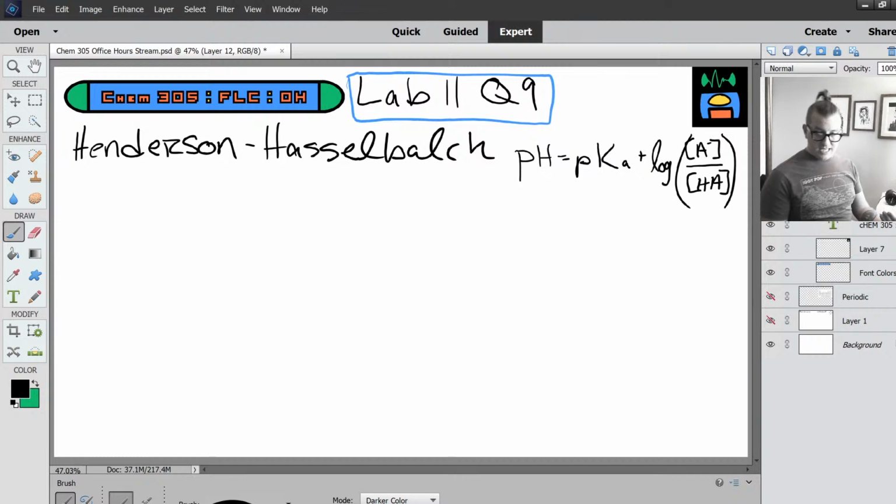And in this problem, you'll notice, they're asking us to find something very specific. They're asking us to find the concentration of carbonic acid in spit.